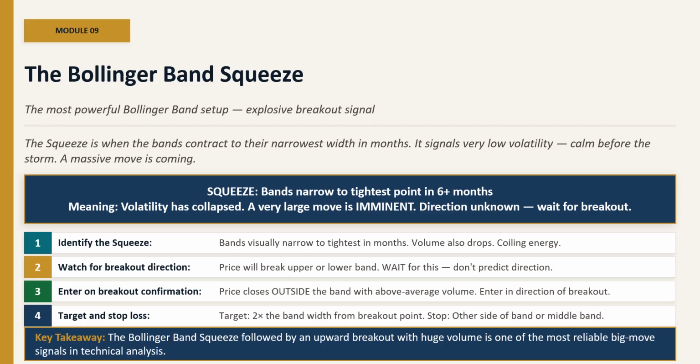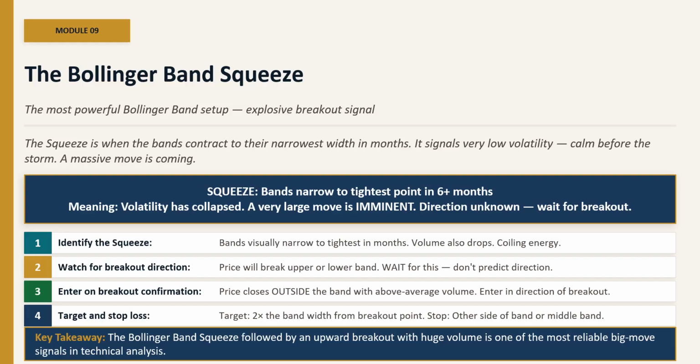The Bollinger Band Squeeze. Bollinger Band Squeeze is one of the most powerful setups in technical analysis. It occurs when the bands contract to their narrowest width in months, sometimes weeks. Narrow bands means volatility has collapsed. The market is coiling, energy is building. A big move is imminent. The direction is unknown, but the magnitude will be significant.